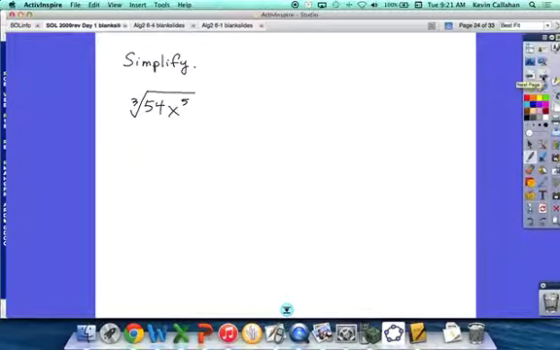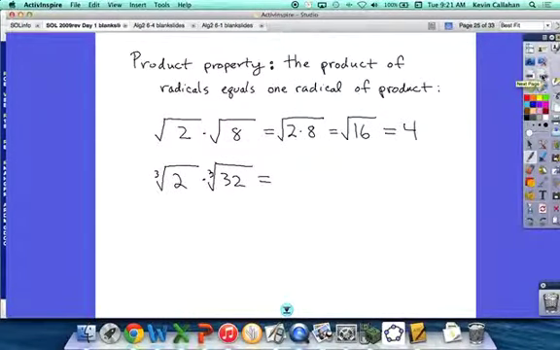Okay, and let's skip over that. Okay, product property. The product property with radicals means that if you have a product of radicals, you can multiply them together into one radical. So the square root of 2 and the square root of 8, neither one of those simplifies, right? But if I put them together into one radical, the square root of 2 times 8, that's the square root of 16. And that simplifies. So sometimes by putting them together, it actually makes it easier to simplify.